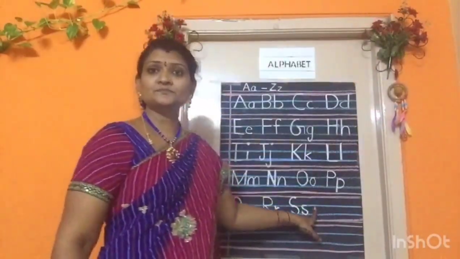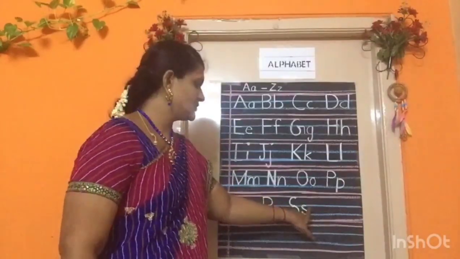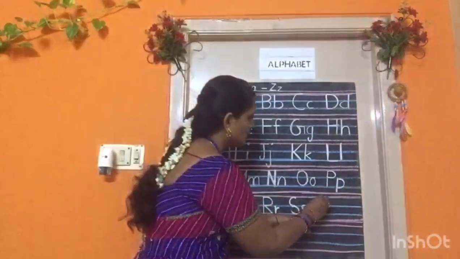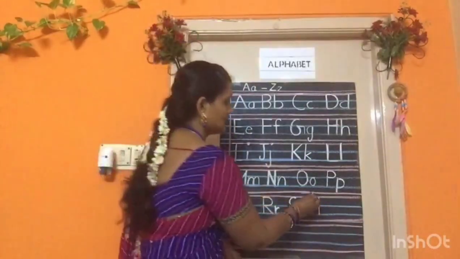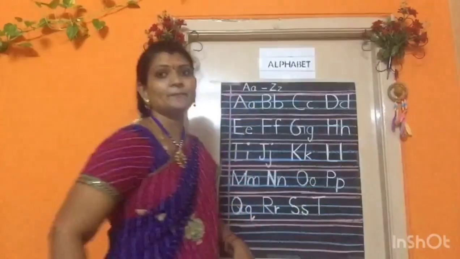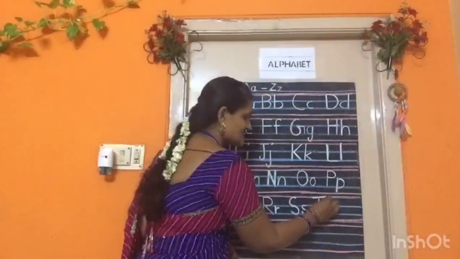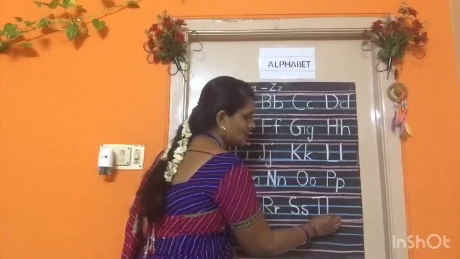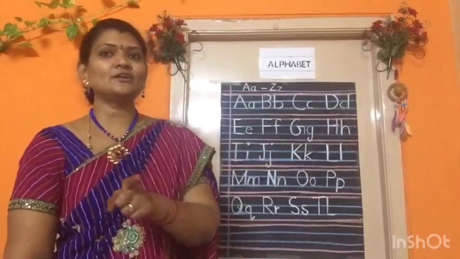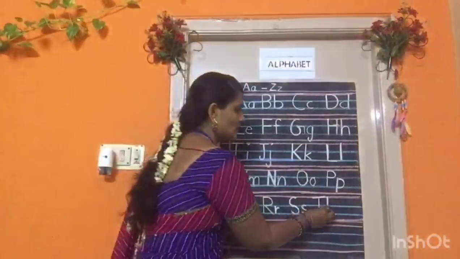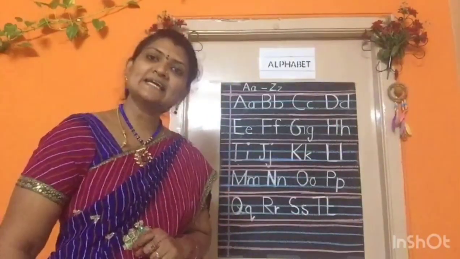Next comes T. T says T. Put the finger space. Vertical line from pink line to second blue line. And on the top, on the pink line, horizontal line. And next, small t. Vertical line from pink line to blue line, horizontal on the blue line. And one more horizontal on the first blue line. Small t. T says T.